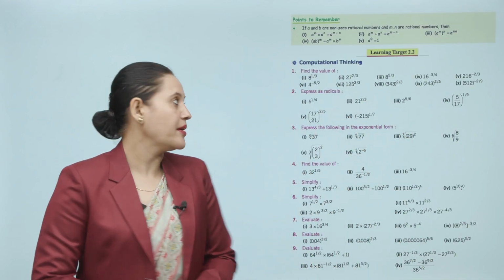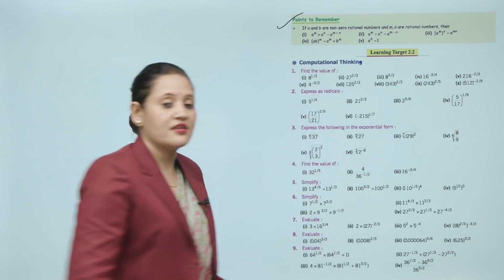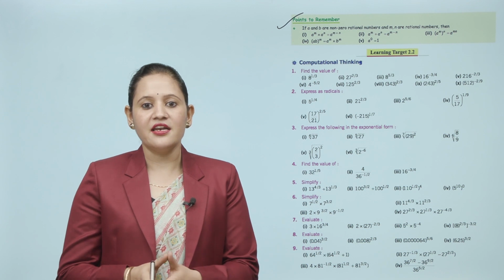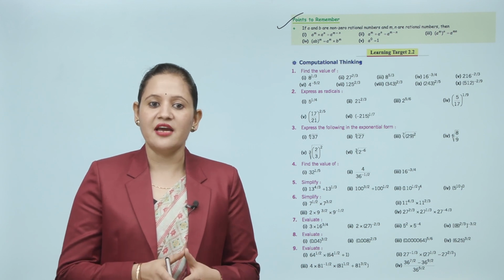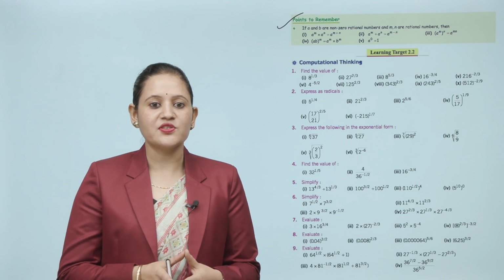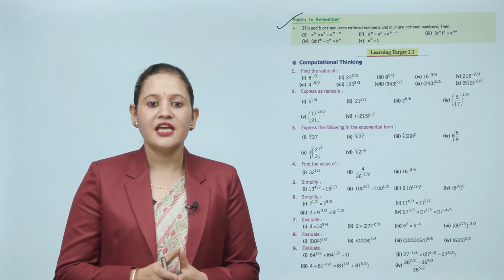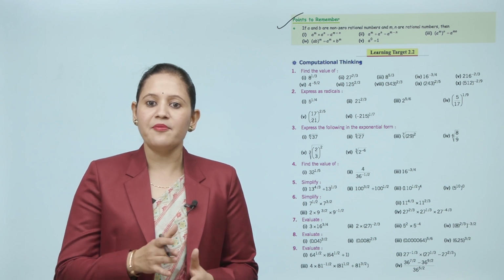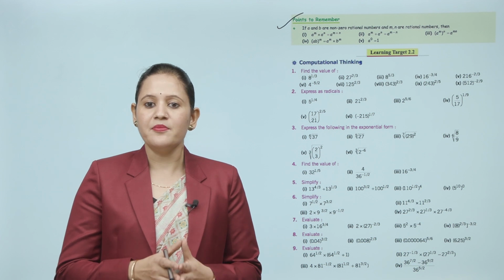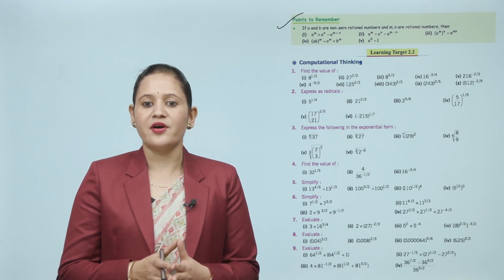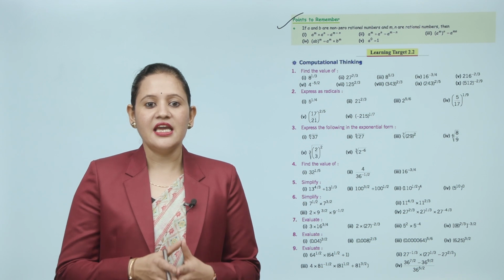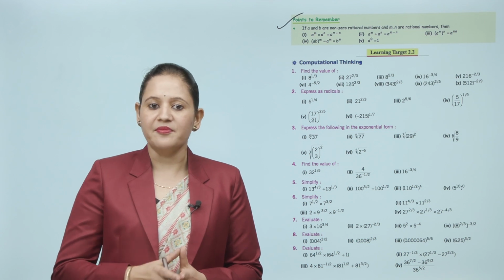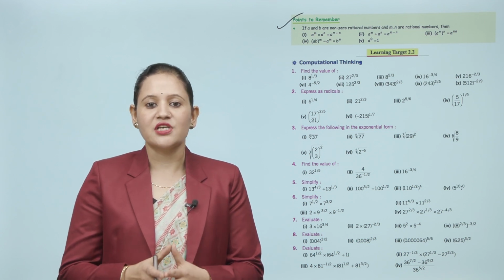Next is points to remember. If a and b are non-zero rational number and m and n are rational number, then a is to power m multiplied by a is to power n equals to हो जाएगा a की power m plus n. a is to power m divided by a is to power n equals to a is to power m minus n. a is to power m whole power n equals to हो जाएगा a is to power mn. ab is to power m equals to हो जाएगा a is to power m multiplied by b is to power m. a is to power 0 equals to हो जाएगा 1.